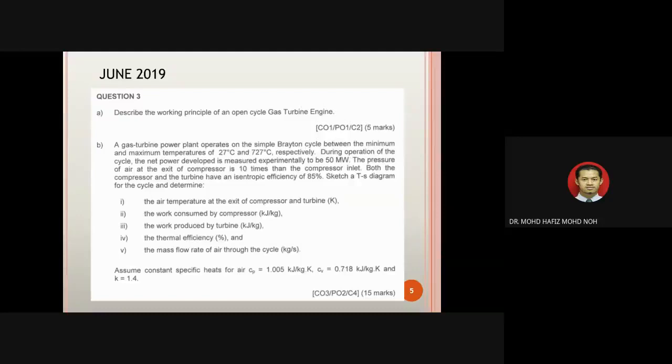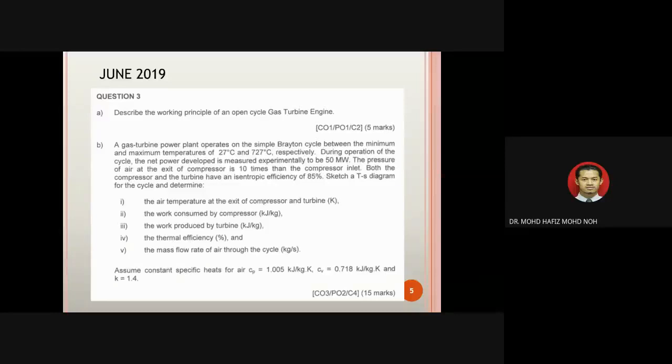Question B. A gas turbine power plant operates on the simple Brayton cycle between the minimum and maximum temperatures of 27 degrees Celsius and 727 degrees Celsius. Again, they use the terms minimum and maximum. So that means definitely the minimum, 27, belongs to T1 and the maximum temperature, 727 degrees Celsius, belongs to T3. During the operation of the cycle, the net power developed is measured experimentally to be 50 megawatt. So that means this is the net power developed, the W net. They give you W net.